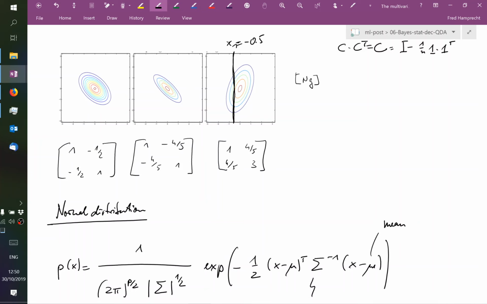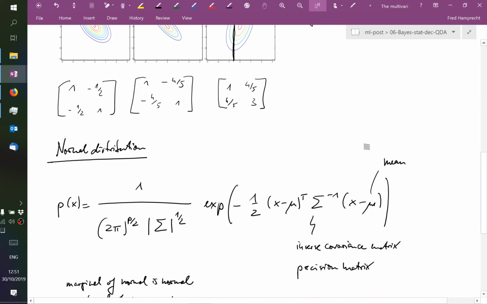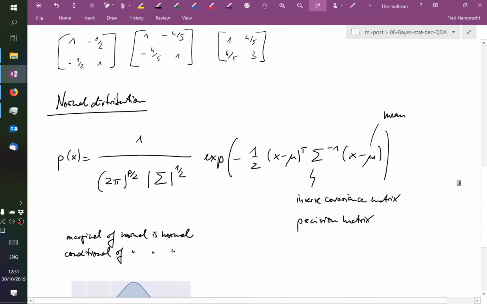Yes? Which norm do we use with regard to the covariance matrix? That's a determinant. Okay. Good.